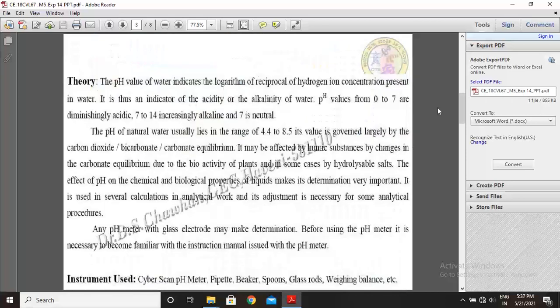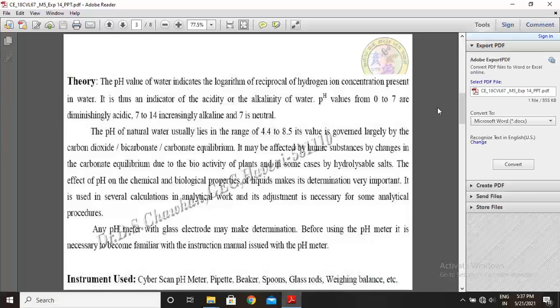Okay, let us see the background of pH value. The pH value of water indicates the logarithm of the reciprocal of hydrogen ion concentration present in water. It is thus an indicator of the acidity or the alkalinity of water. pH values from 0 to 7 are diminishingly acidic, 7 to 14 increasingly alkaline, and 7 is neutral. So this is the definition of pH.